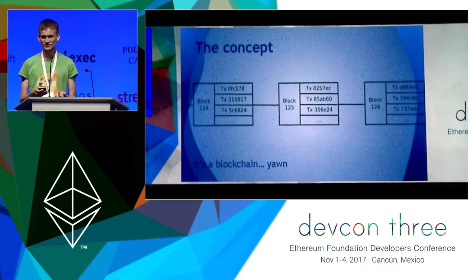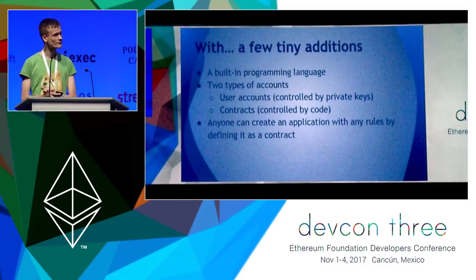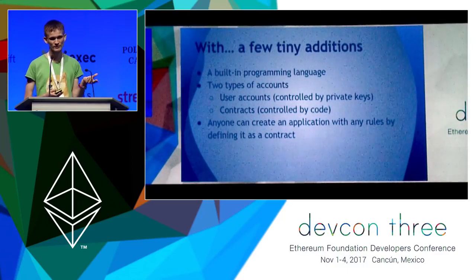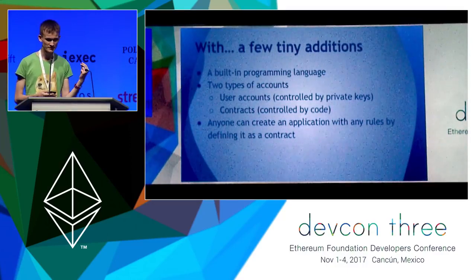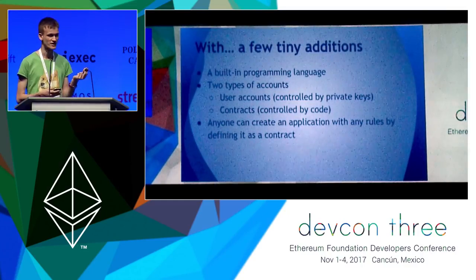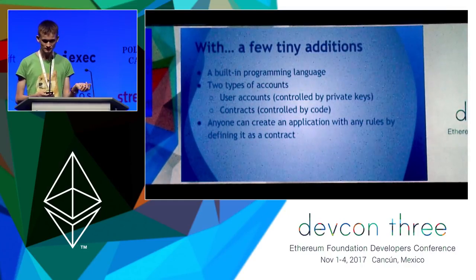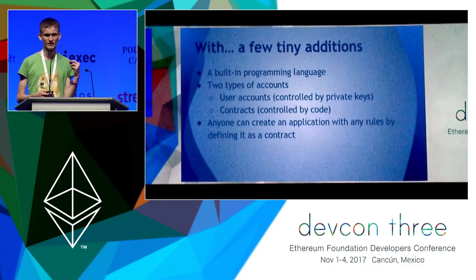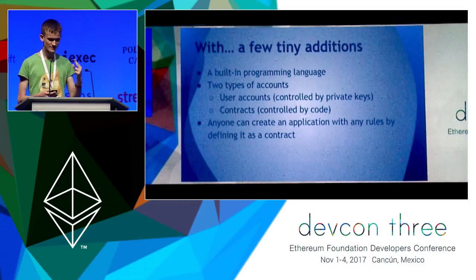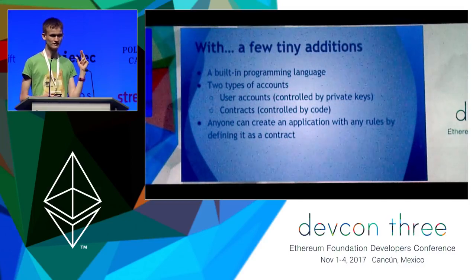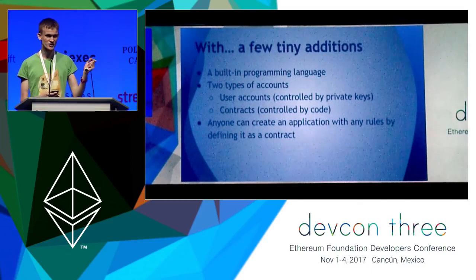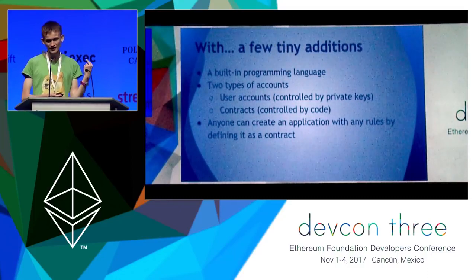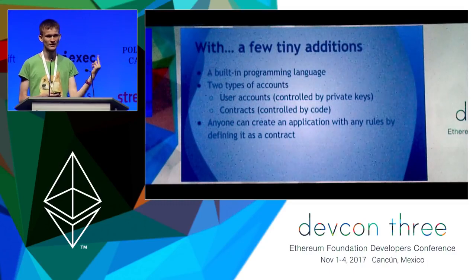But there's a few tiny additions, right? So first of all, Ethereum has this built-in general-purpose programming language that allows you to program a very wide array of applications inside of it. Now, in a blockchain that is intended only to support money transfers, there would be one type of account. And that type of account would just be an account that's controlled by some user, and that account would hold coins. And you would be able to pass those coins from one account to another.